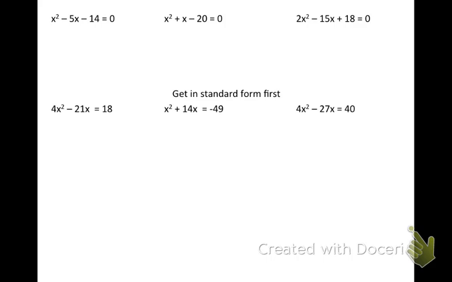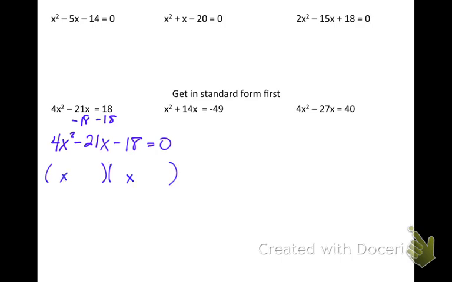These, when I don't have them in standard form, I don't have everything over to the same side. First thing I have to do is just move everything over to the same side. So I can go minus 18, minus 18. And just like we did before when we were graphing to find solutions, so I've got 4x squared minus 21x minus 18 equals 0. Then I can go ahead and factor it.